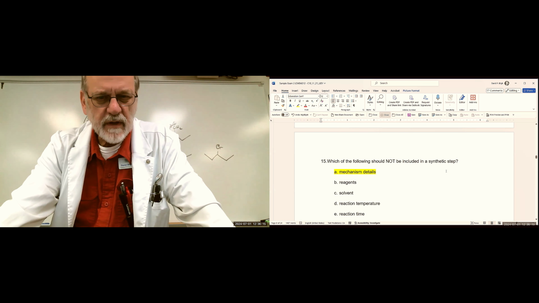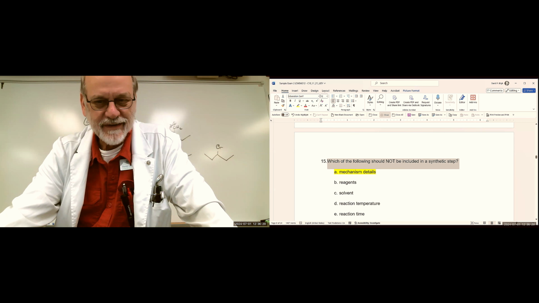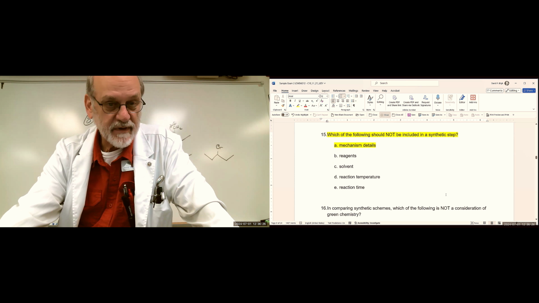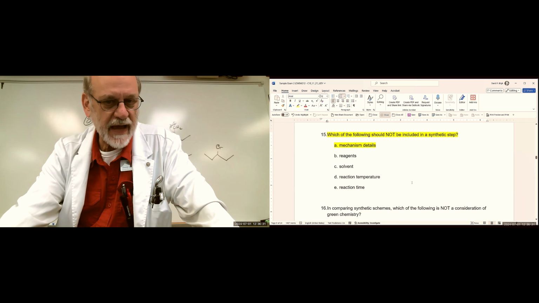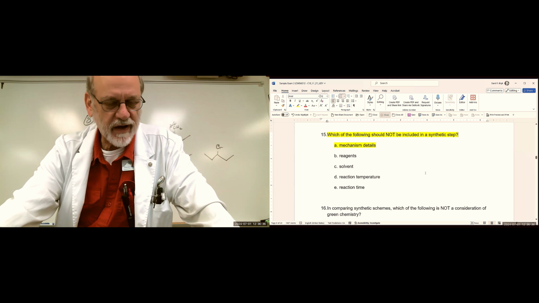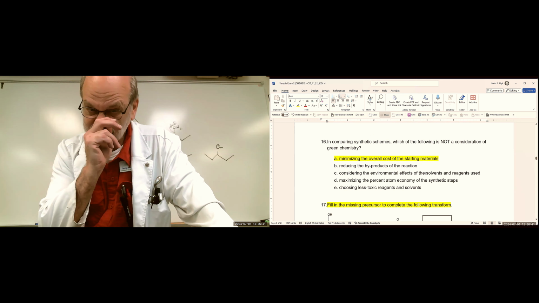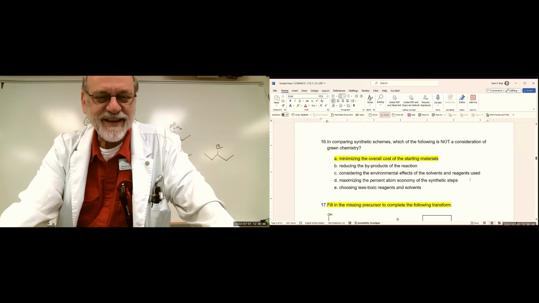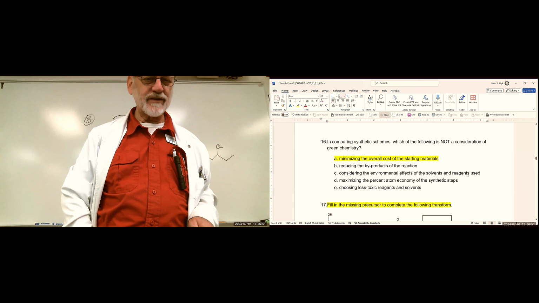Which of the following should not be included in a synthetic step? Oh, okay, that's simple. In a synthetic step, you don't do mechanisms at all. Reagents, solvents, temperature, time, those are all valid. Mechanisms are not allowed in a synthetic step.